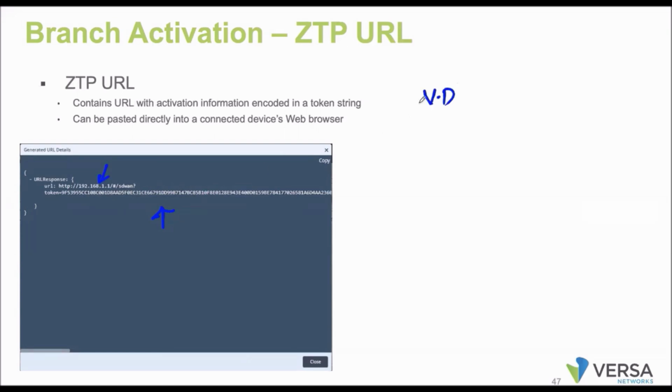Now, how many ways can you do it? If the director is configured with SMTP, the director can trigger an email to the admin.